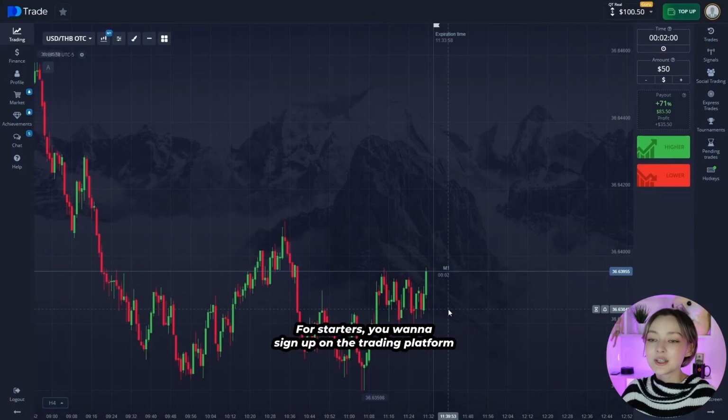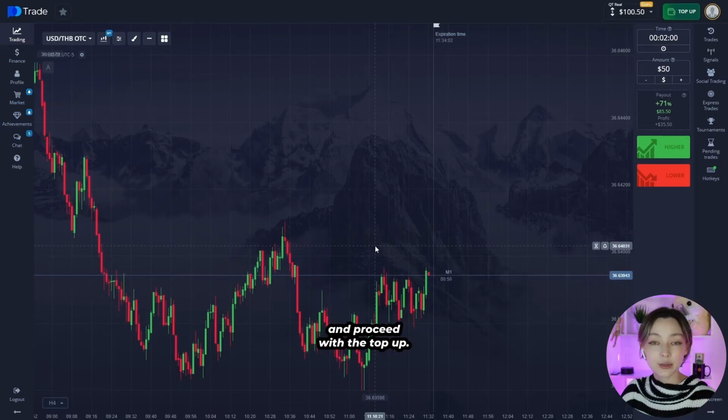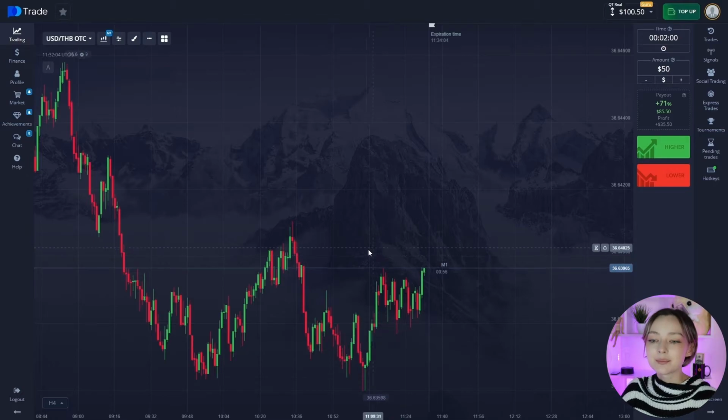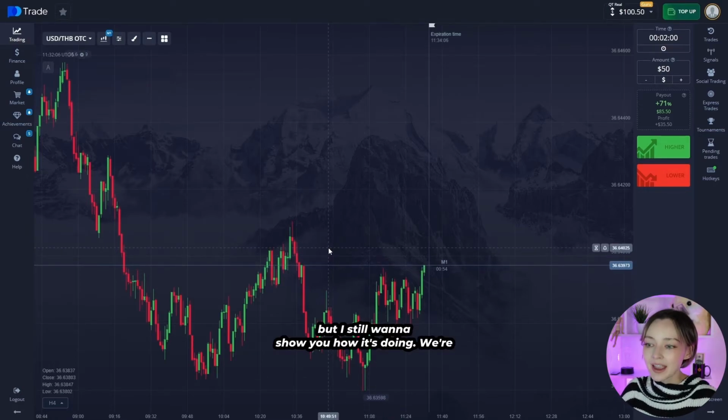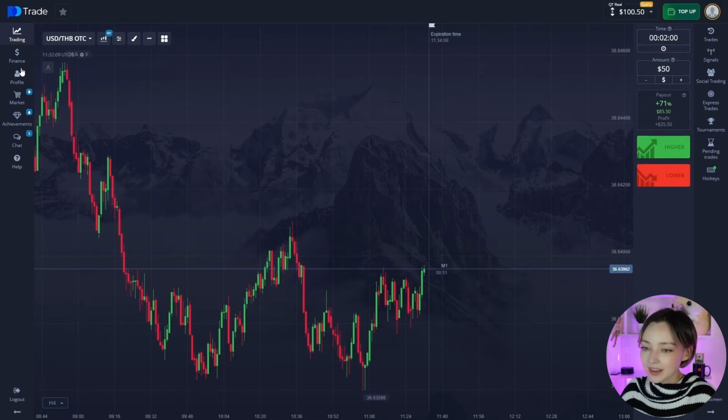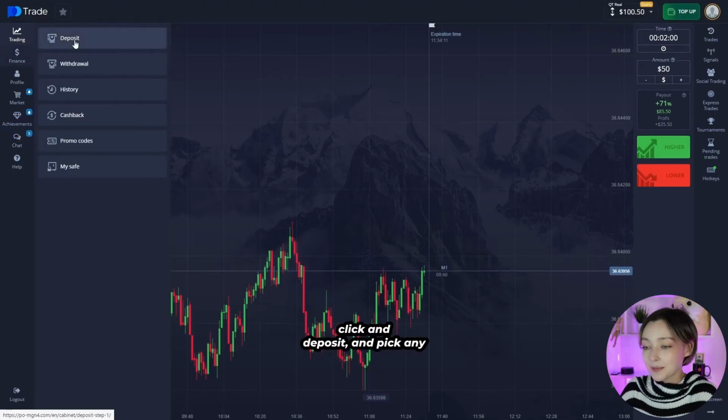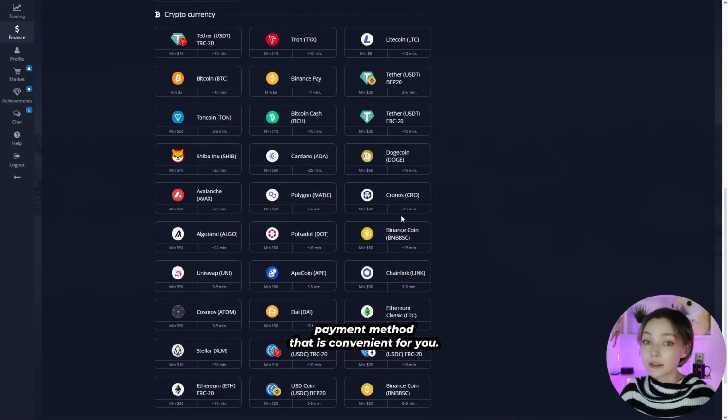For starters, you want to sign up on the trading platform by the link in the description and proceed with the top up. I've already made the deposits, but I still want to show you how it's done. We're opening the finance section, clicking on deposit, and picking any payment method that is convenient for you.